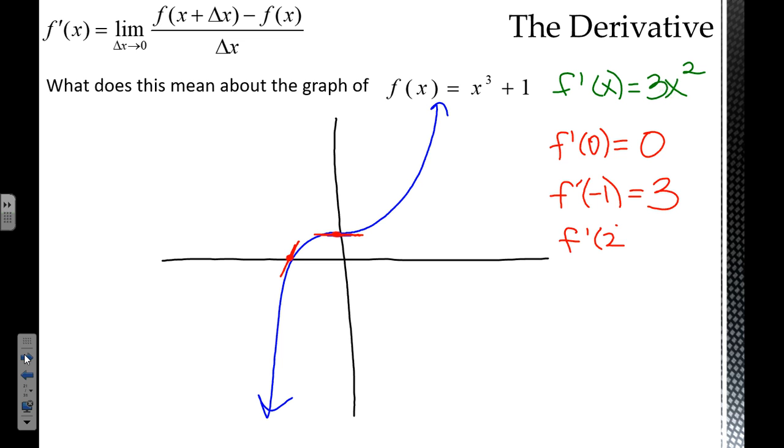F prime of 2 would be 12. That means at 2, we have a slope of 12 if we were to draw a tangent line. That is what it says. Okay? So we have an equation that can give us the instantaneous rate of change at whichever point we would like.